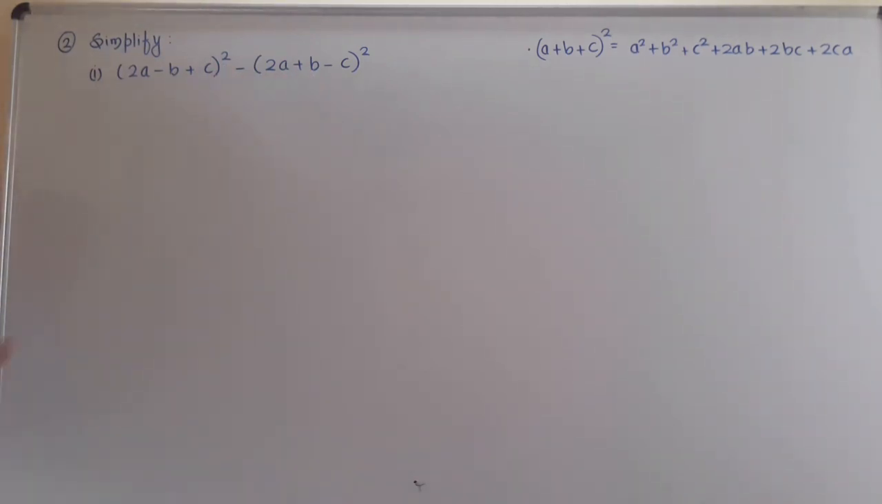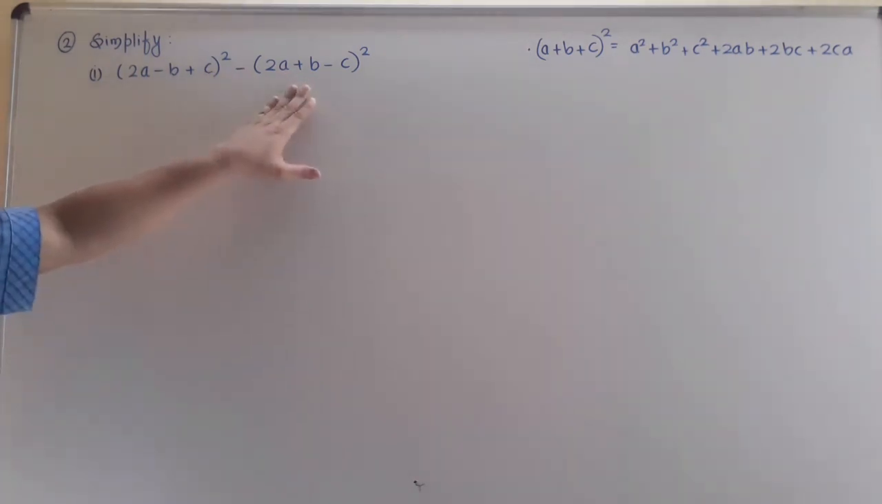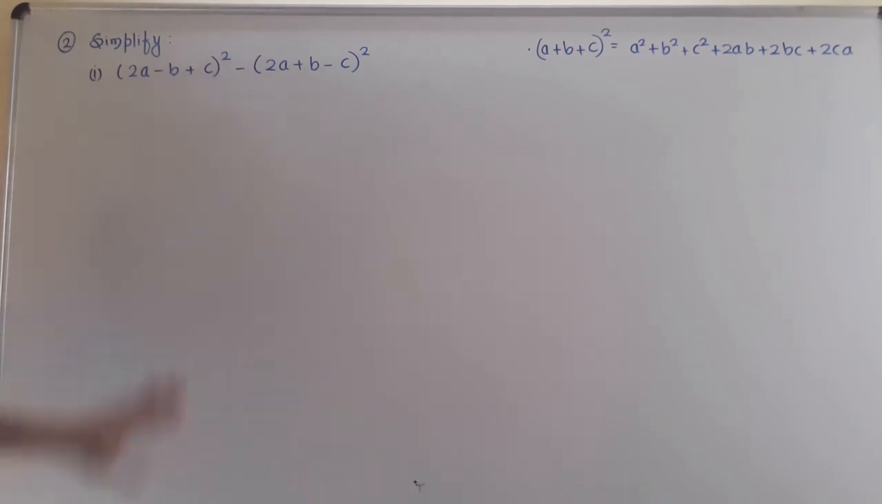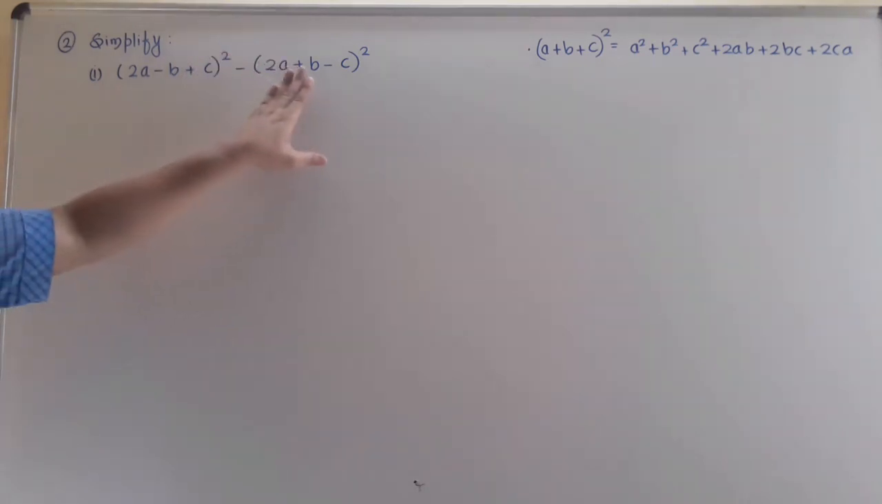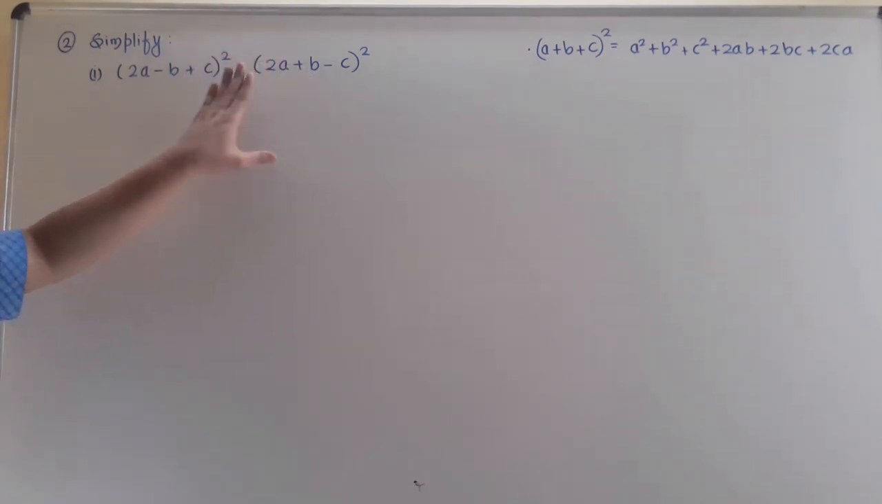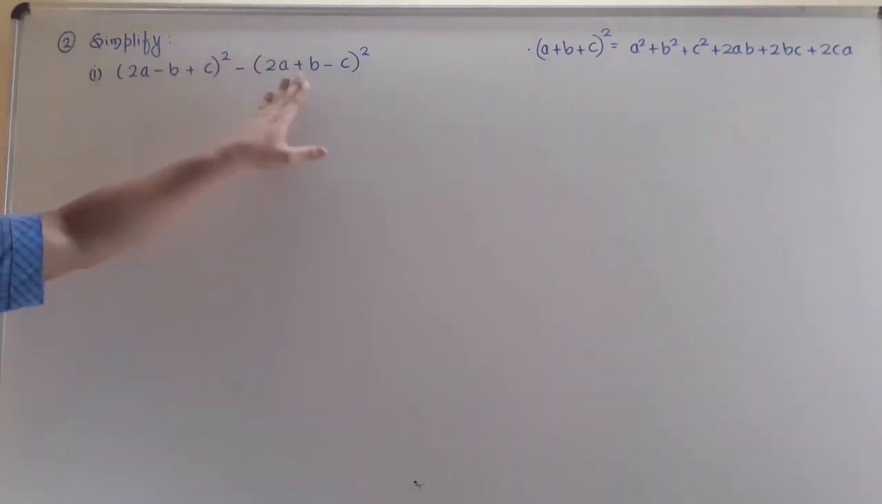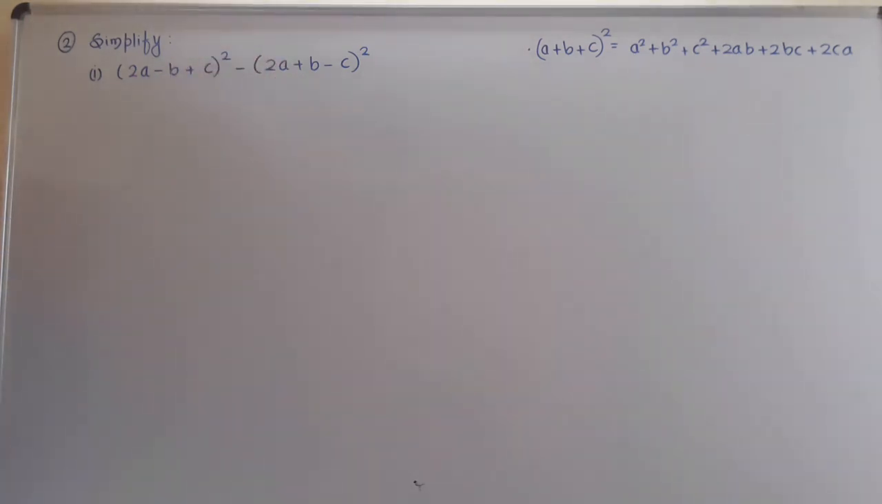But now we have been given two different parts here, and we need to find the difference between both of them. So what shall we do? First of all we shall find the expansion of the first term. Similarly, we can find the expansion of the second term, and then we shall subtract the second expansion from the first. Okay, so let us see how we can find it.